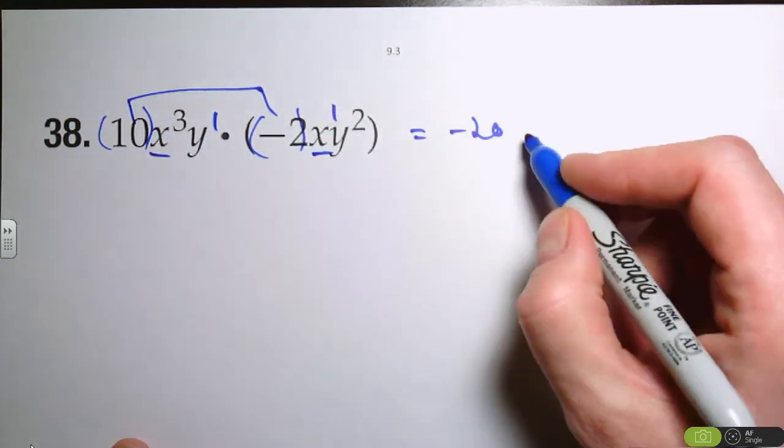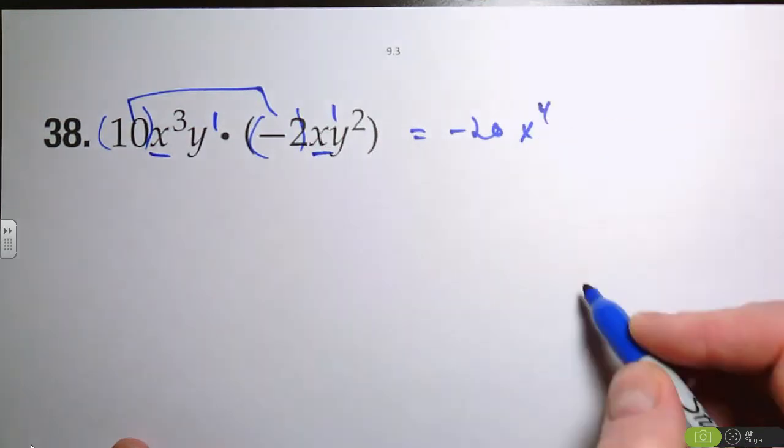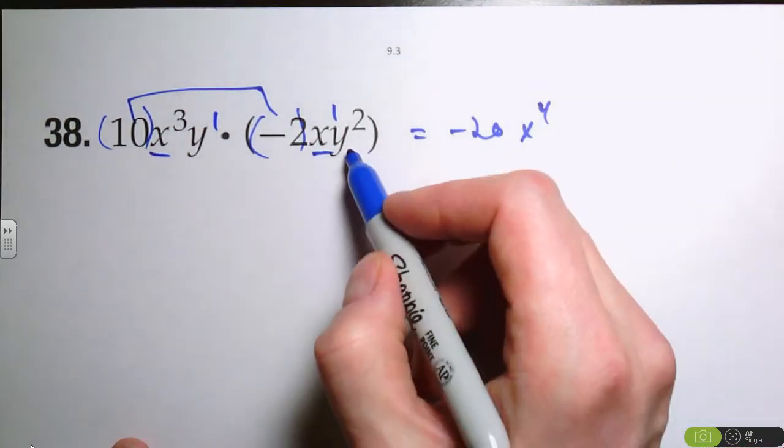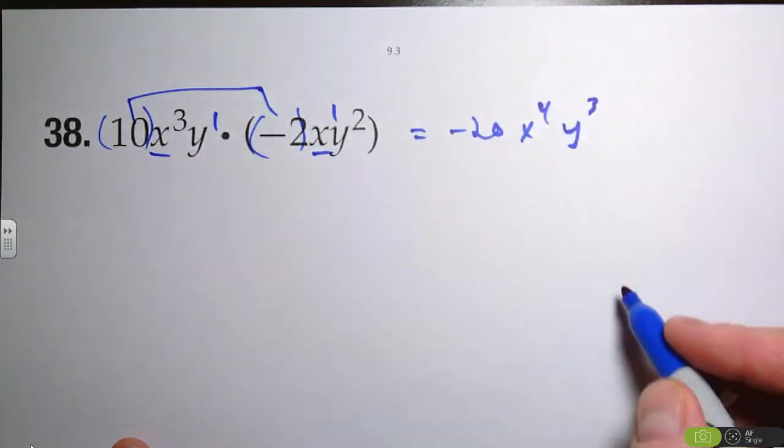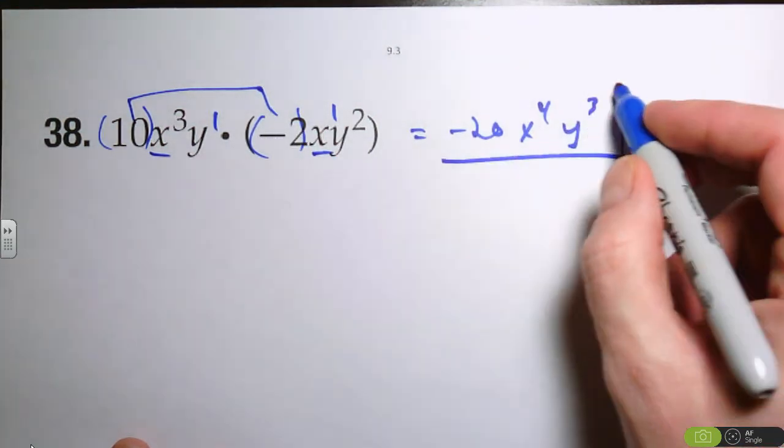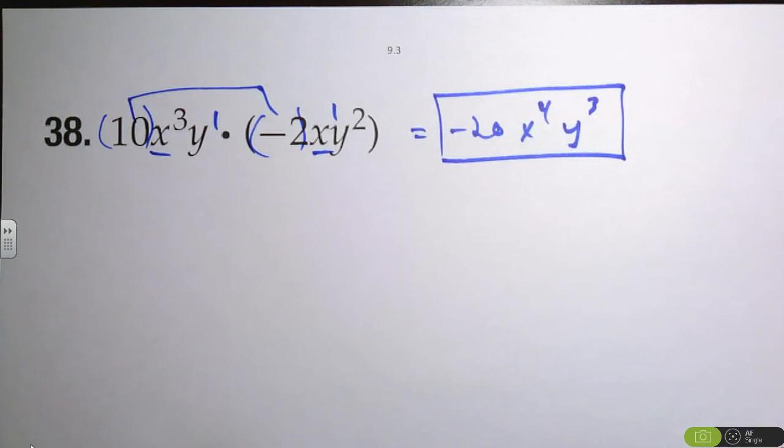So 3 of them times 1 of them is 4 of them. And I've got 1 y times 2 more y's. Well, 1 y times 2 y's is 3 y's. There we go. Negative 20x to the 4th y cubed. And that's it for section 9.3.